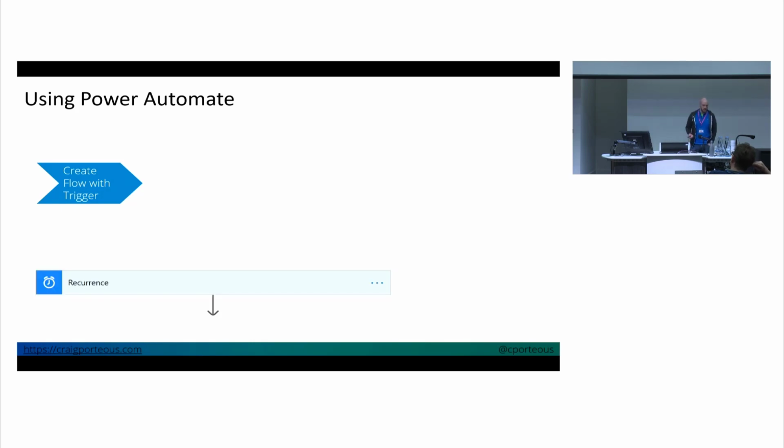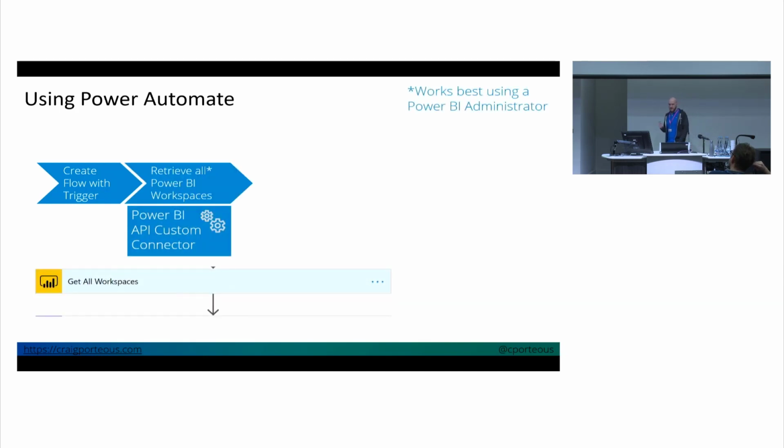I create a flow with a trigger, like a recurrence, for example. So I want this to just happen on a daily basis. I want to just take that shotgun approach again, do this daily, so that I've got the bare minimum of all the reports that are deployed. I then use my Power BI API custom connector to retrieve all workspaces. And this works better if you're a Power BI administrator because you'll have access to all workspaces. If you're not, you'll only be able to retrieve reports from the ones that you have access to.